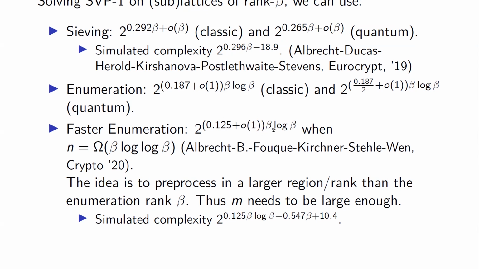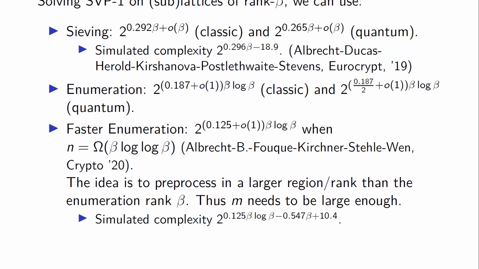So far we are not considering simulated results at all. It's just theoretical estimates based on heuristics, for example, the Gaussian heuristic. But this faster enumeration is based on the case where n should not be too small compared to beta, whereas the original enumeration, the KFP enumeration, works for any beta, regardless of its relation to n.